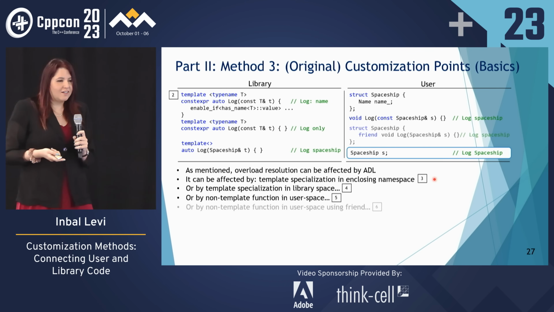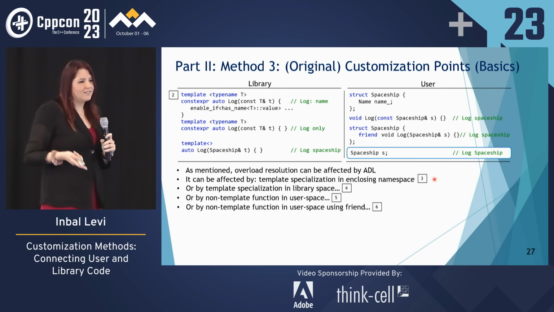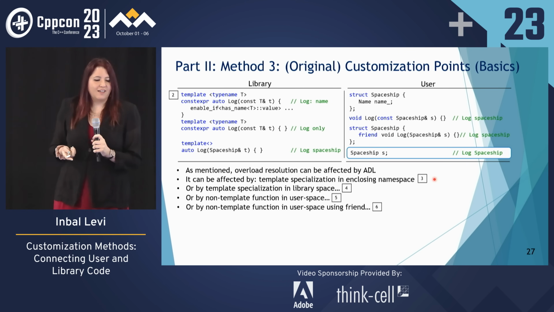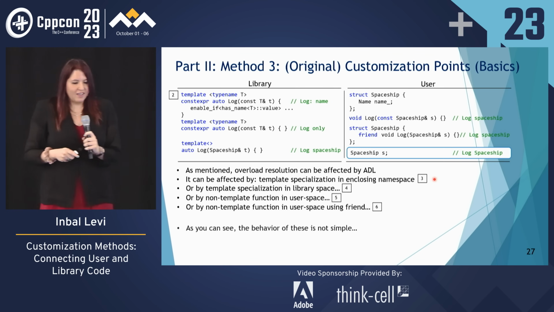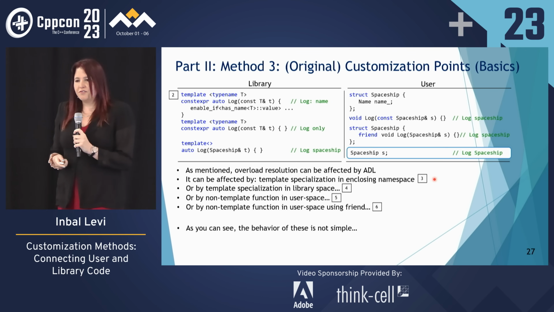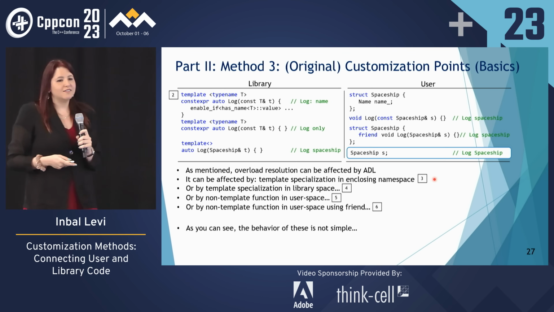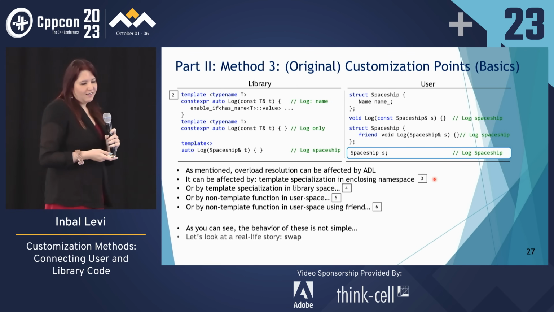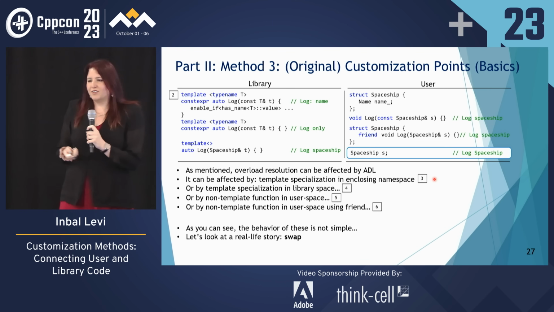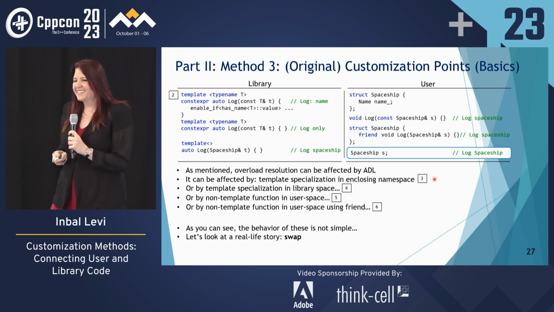All of those things are actually going into the list of candidates that the compiler looks at, right? And yeah, or by using friend, which I'm going to talk about. So this behavior is complex, and that's, I think, the major downside. So let's talk about a real-life story, swap.